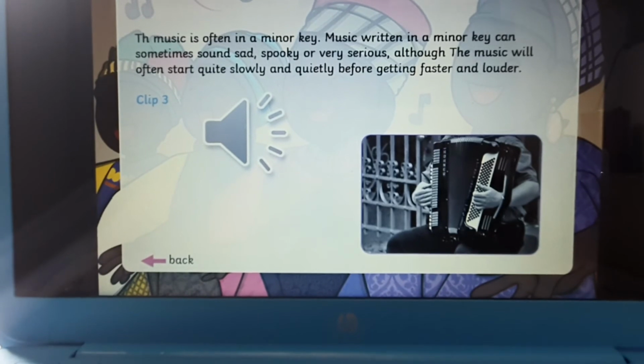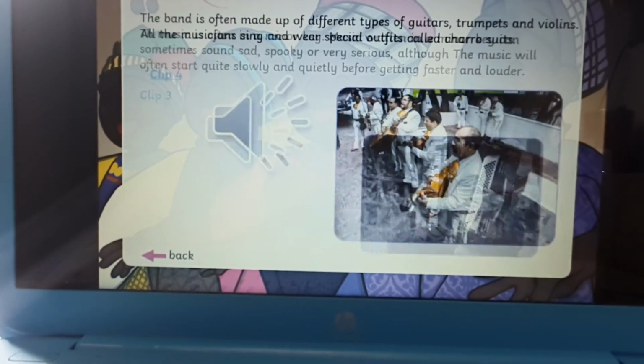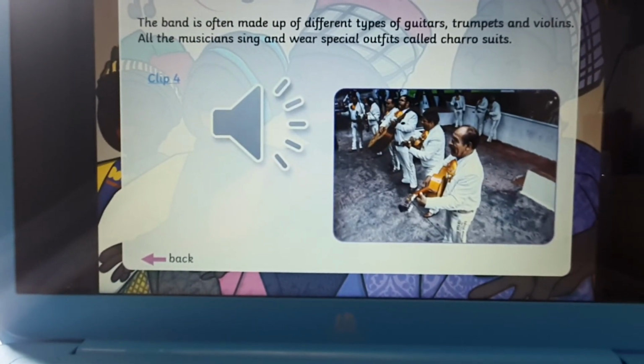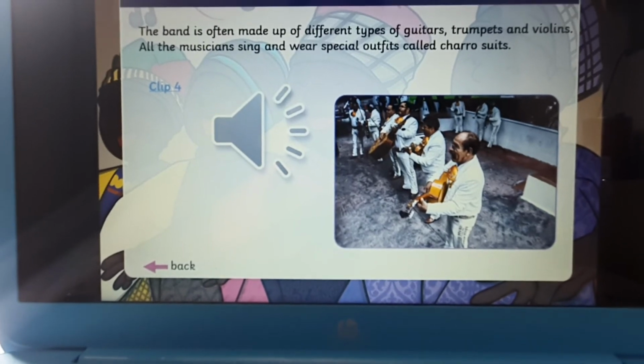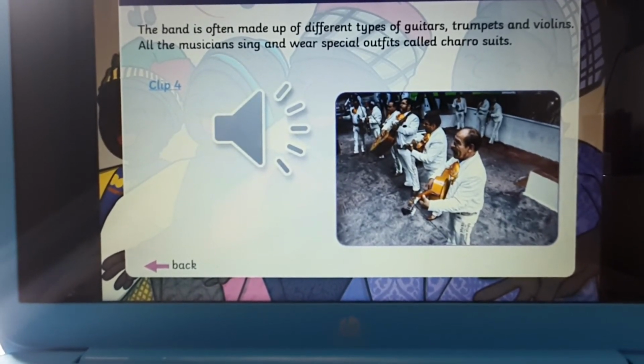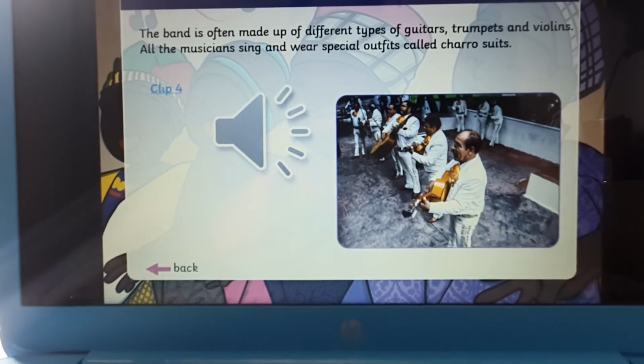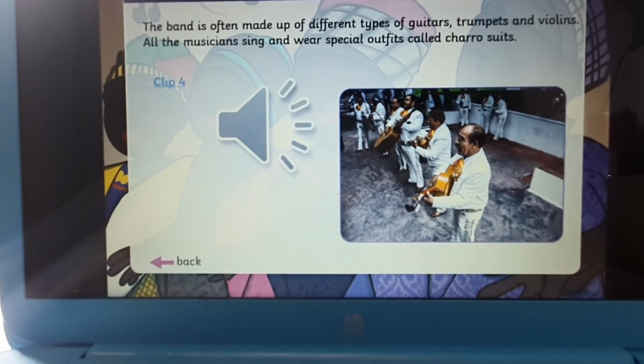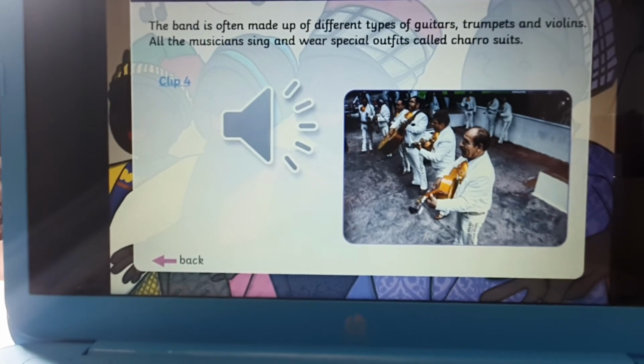Write down your answer for clip three. Clip four. The clue is the band is often made up of different types of guitars, trumpets, and violins. All the musicians sing and wear special outfits called gyro suits.